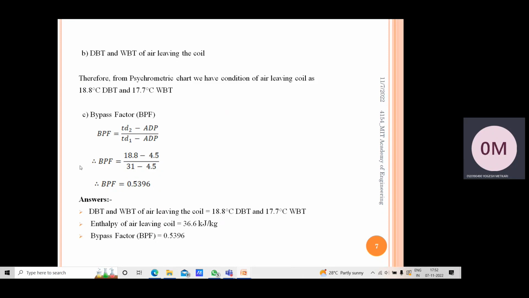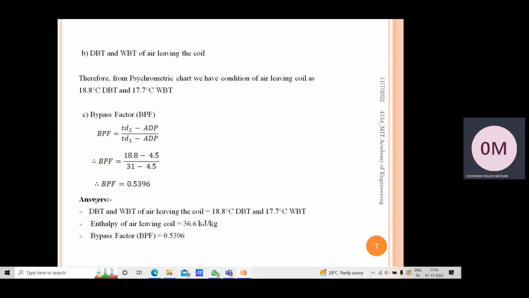If we are having one condition, let's suppose, air entering the coil or air leaving the coil, passing through the cooling coil, then using the psychrometric chart we can find the condition of air after the coil or before the coil, or vice versa. If corresponding values are given for any one condition, we can find the other using this chart.